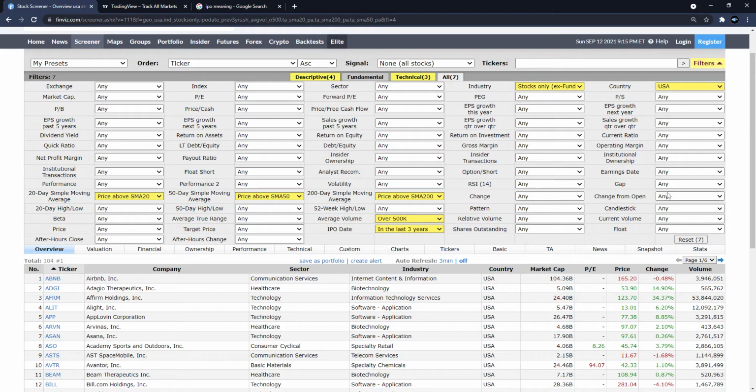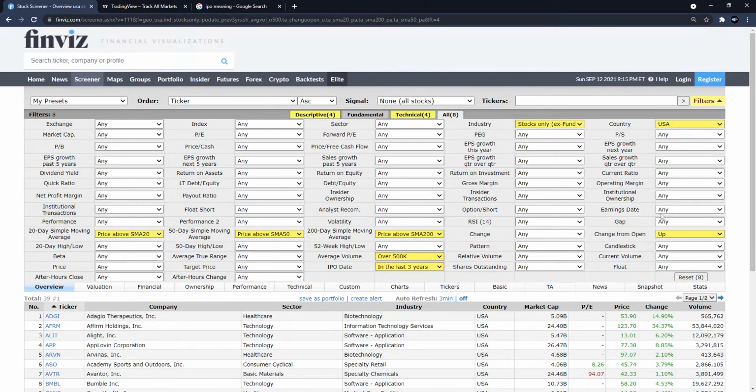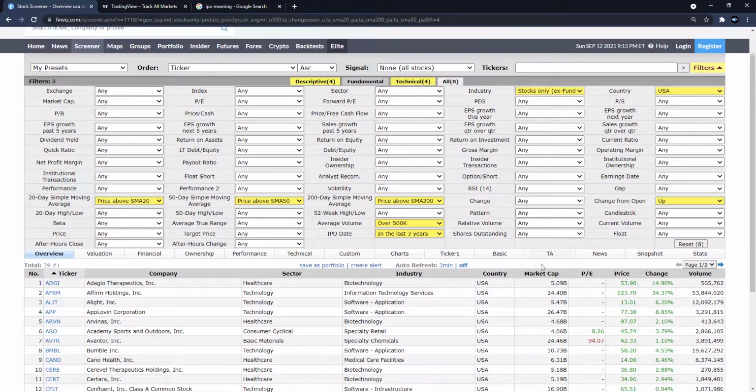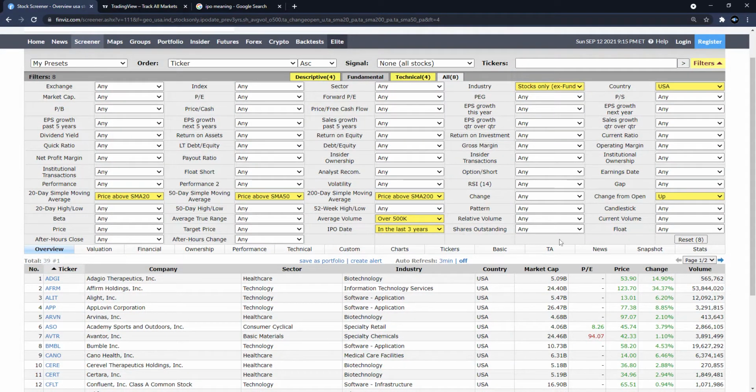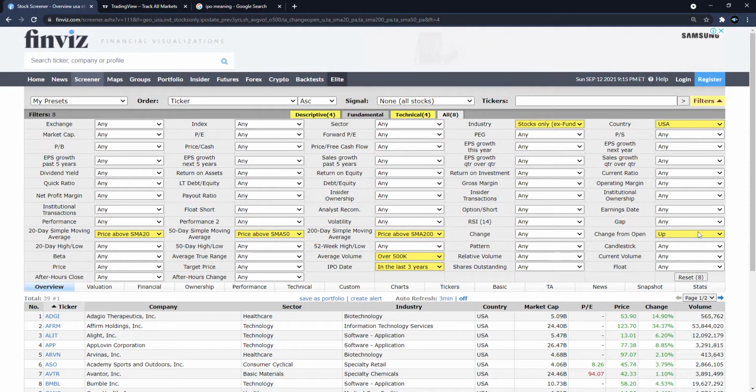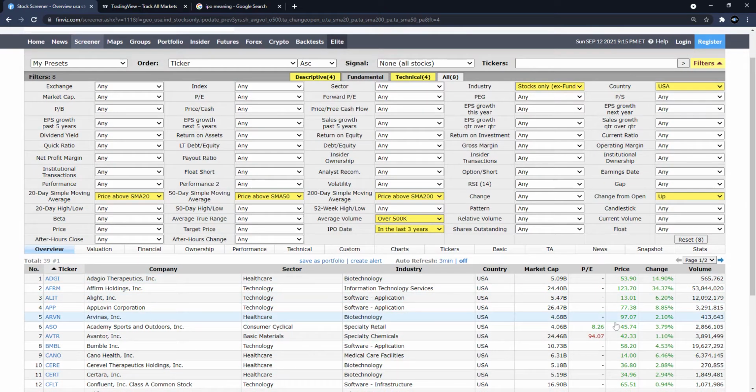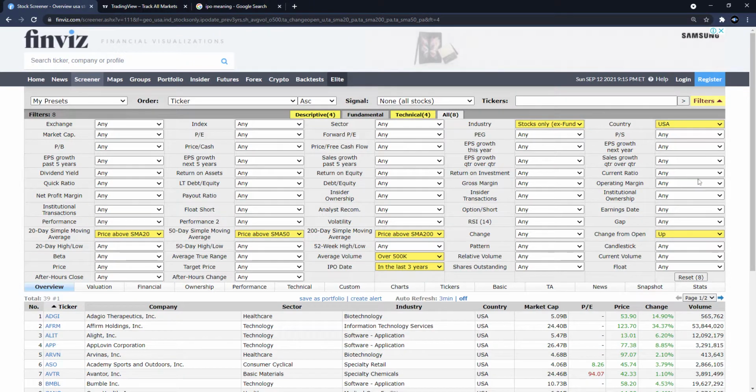So the next thing that we are going to fill in is actually the change from the open. I always really want the stocks to be up from when they open. As you see right now, we're left with only 39 stocks. Change from the open is the difference between today's open price and today's last price. These are stocks from Friday; today we're Sunday, so I hope you understand what I'm trying to say.